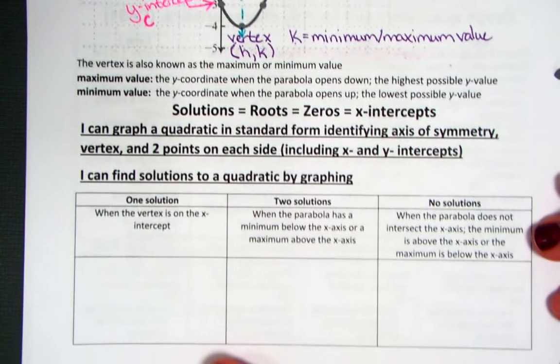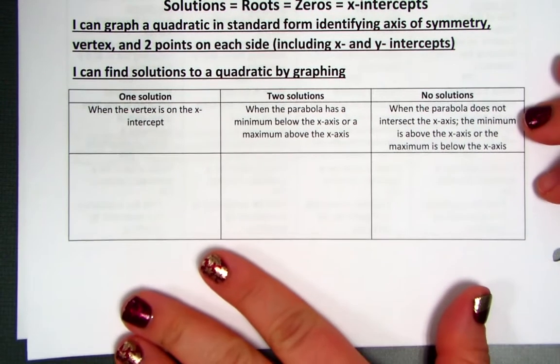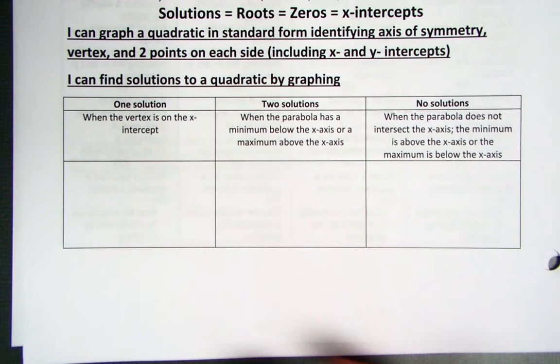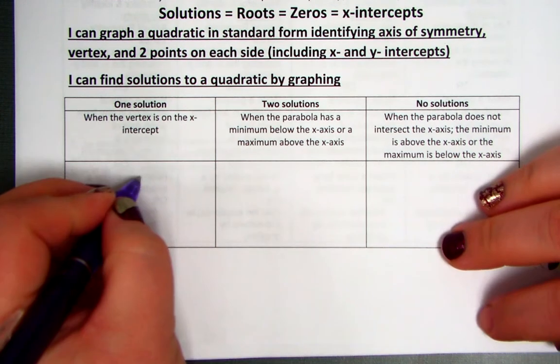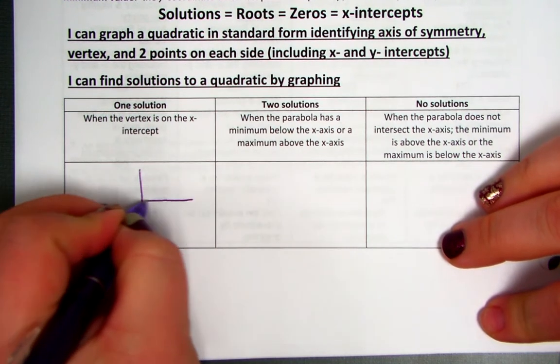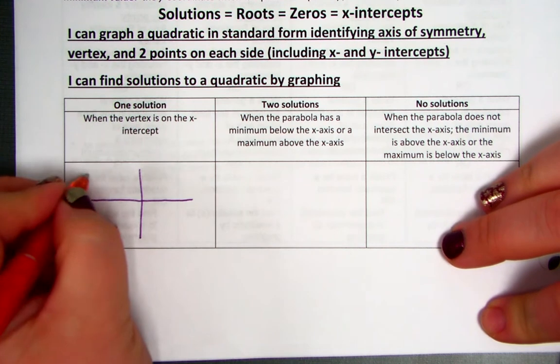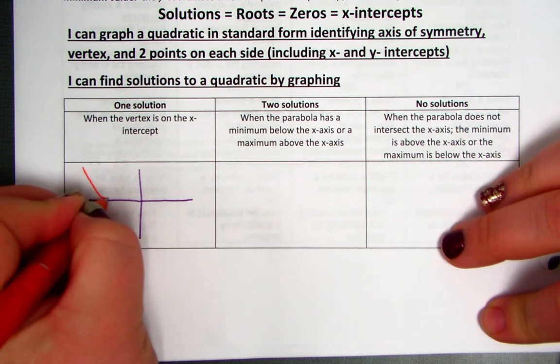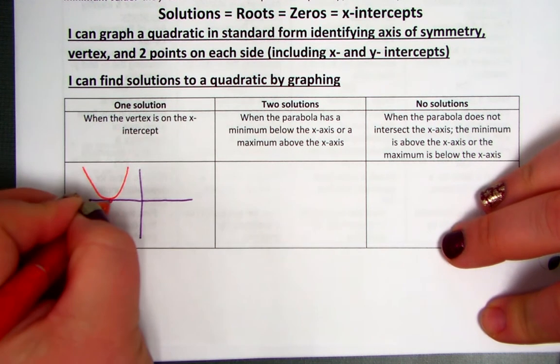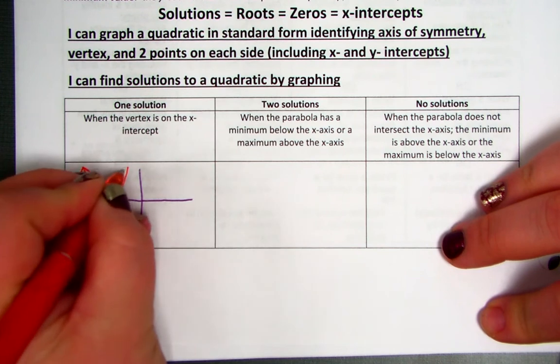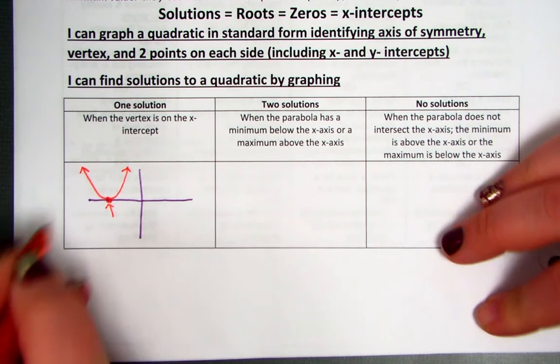So let's jump in to finding the solutions of a quadratic by graphing. Now, solutions can pop up in one of three ways. We could have a quadratic that has only one solution. So here's our coordinate plane, and if I had a quadratic that had only one solution, then it would go and touch the x-axis in only one location. And that would be my solution.